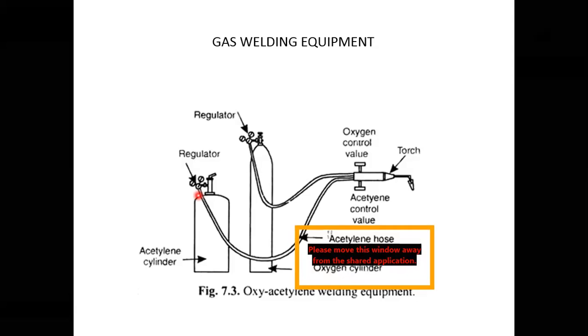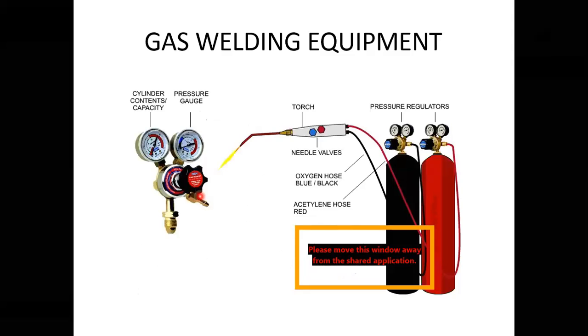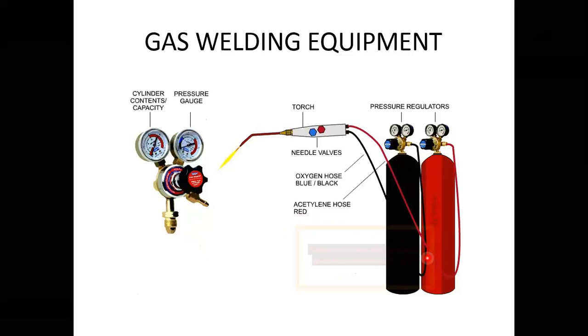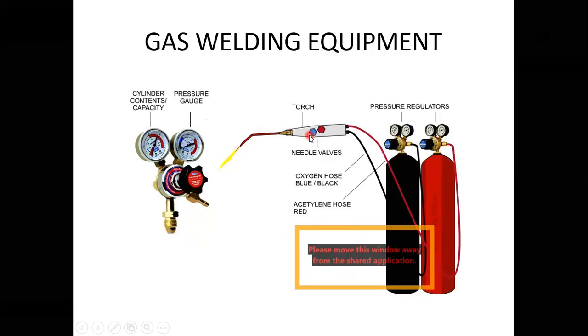I'm going to display how to distinguish these flames. So this is the setup in color. The actual photograph is shown here. Oxygen cylinder, acetylene cylinder, and metal valves to mix oxygen and acetylene here. These are the pressure regulators.